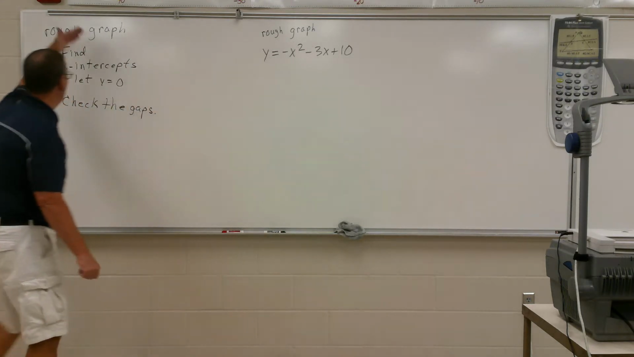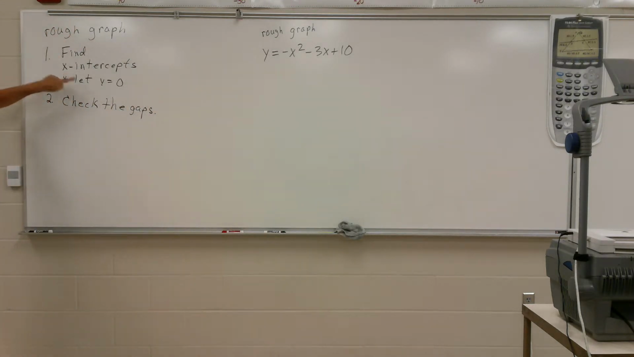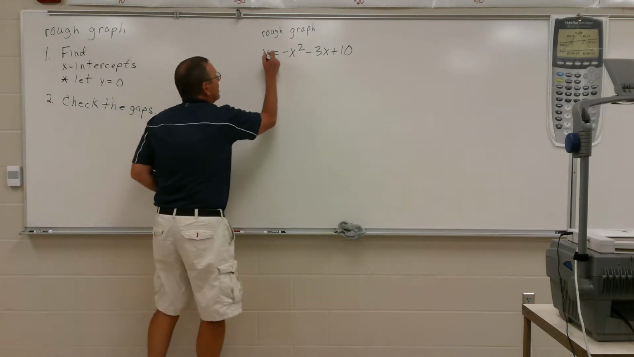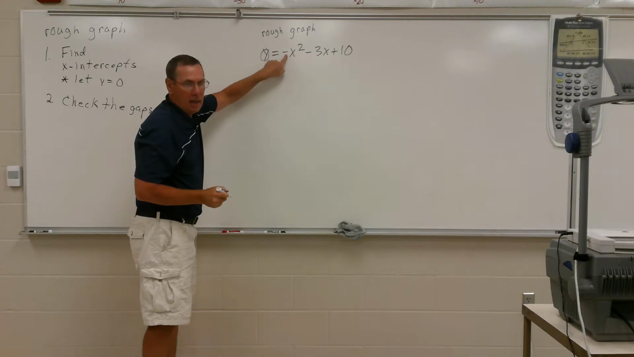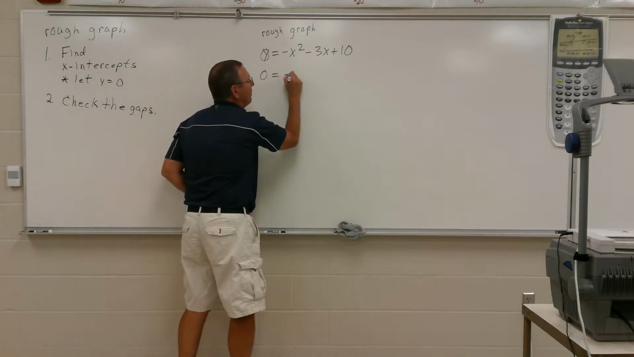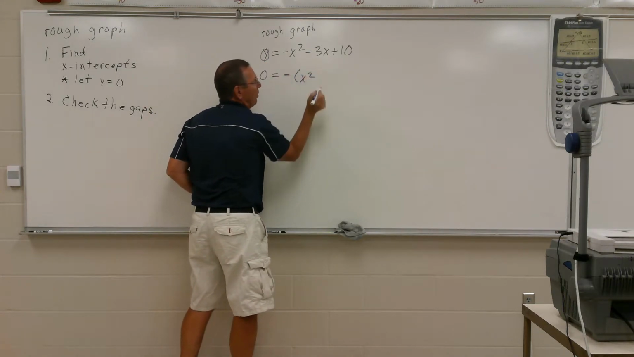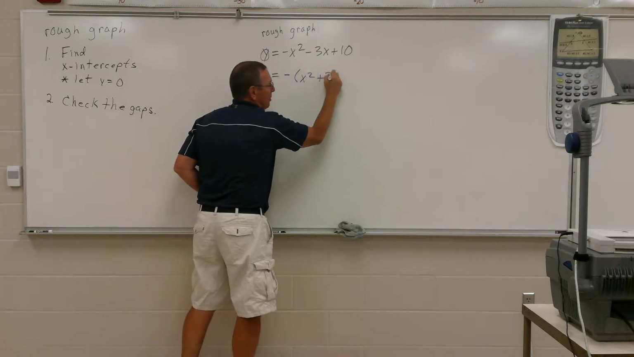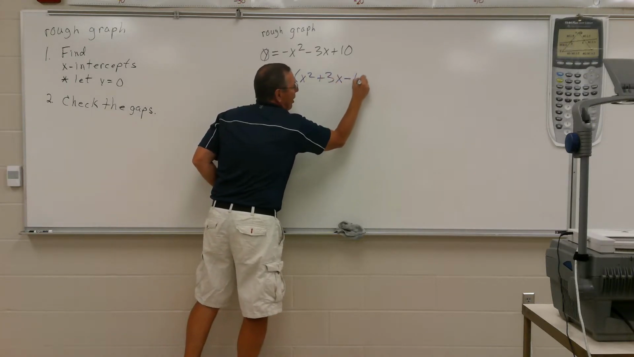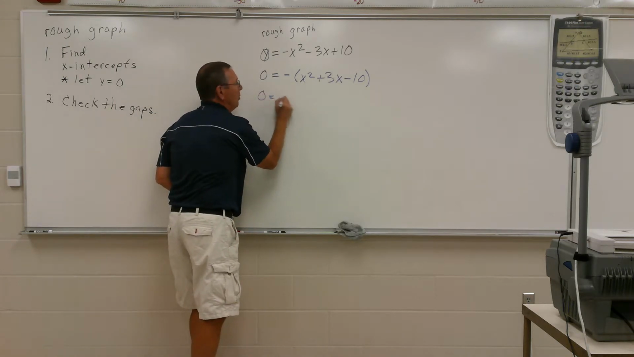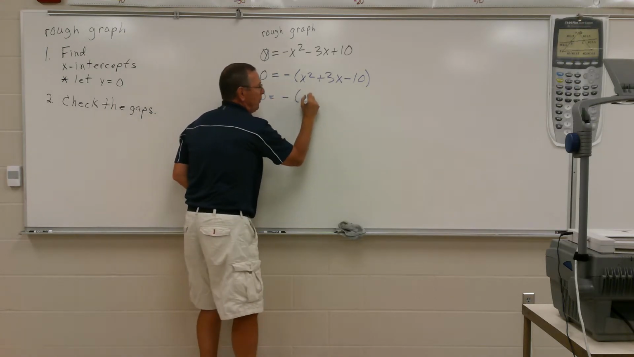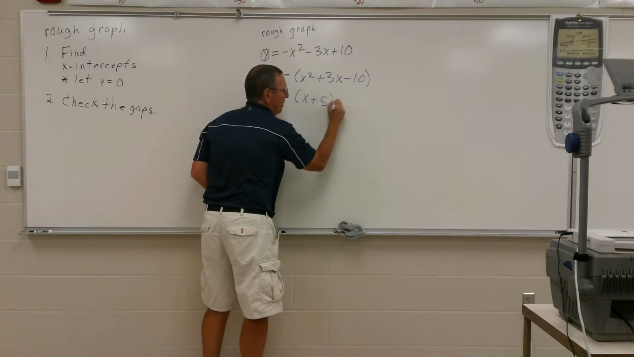These are all we need for notes here from this rough graph. Find your x-intercepts, let the y equals 0. So that's going to be a 0, but now I'm going to do this. Because that's a -x squared, I'm going to factor a negative out of the whole thing. So -x squared, if I factor the negative out, plus 3x. Factor the negative out, that'll make that a minus 10. Okay, I've got 0 equals, don't lose that negative. This factors now into x plus 5 times x minus 2.